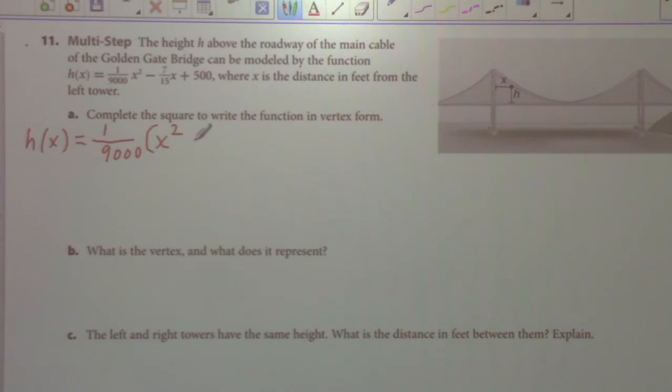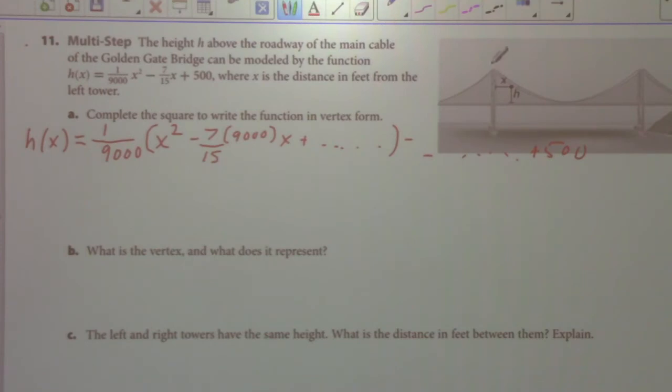Okay, we're going to take -7/15, and what do we have to multiply by to account for this 1/9,000? We got to multiply by 9,000. So we're going to have, that's going to be x, and then we're going to have plus some number here, and then minus some number here, and then finally we're going to have plus 500.